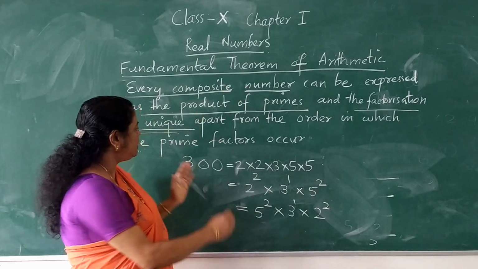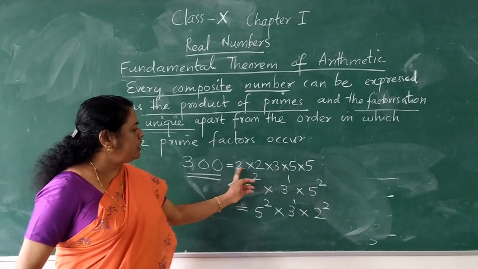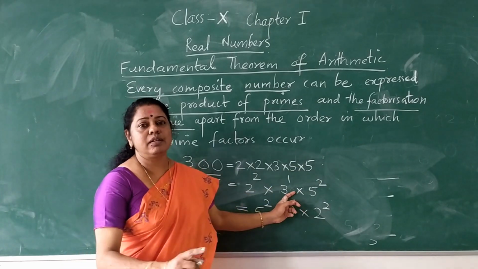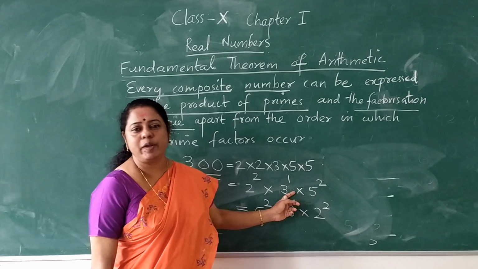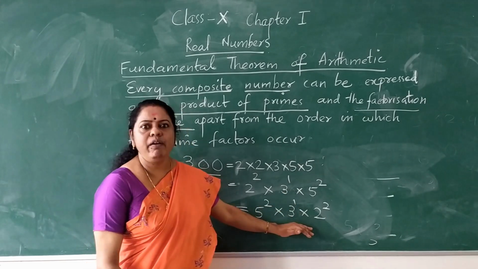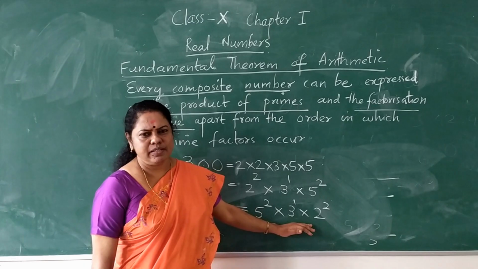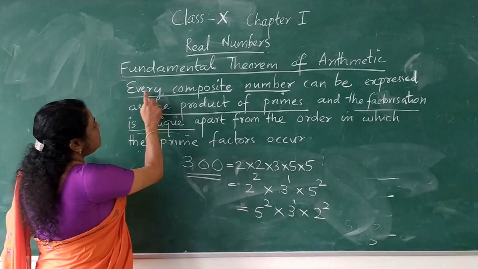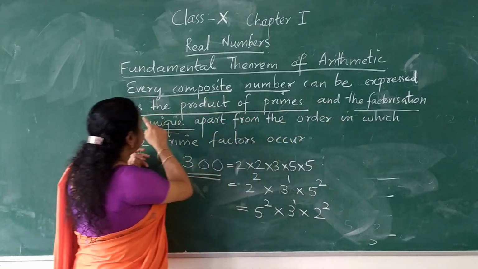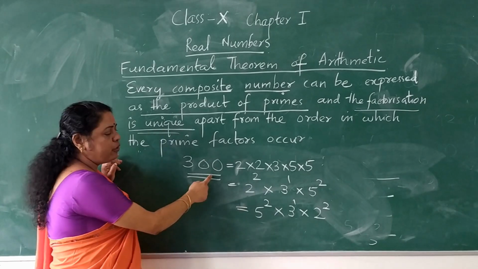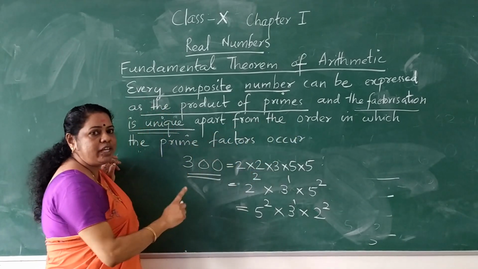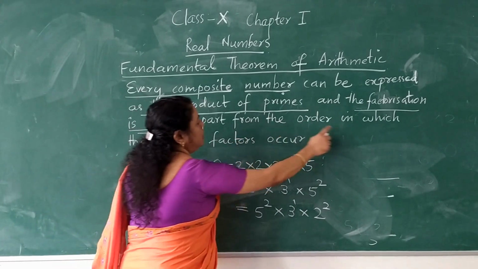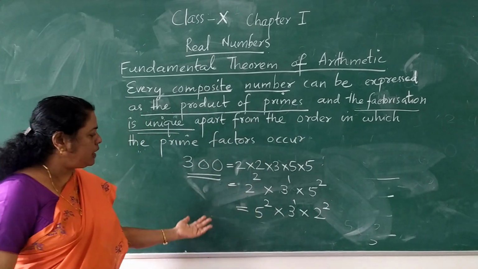Here we have seen that the composite number 300 can be expressed as the product of primes, and there is a unique representation. There is one and only one way of representing the number, and if we want, we can change the order of the prime factors. No problem in changing the order. So that is given as the theorem. Every composite number can be expressed as the product of primes. Here we have shown it for 300, and the factorization is unique, and the order doesn't matter. We can write it in any order.